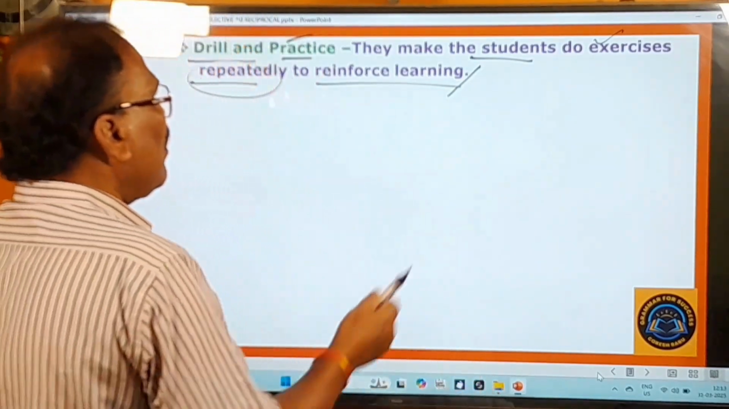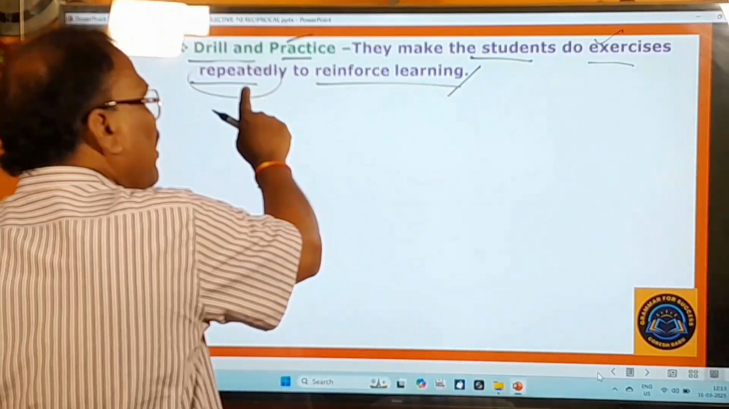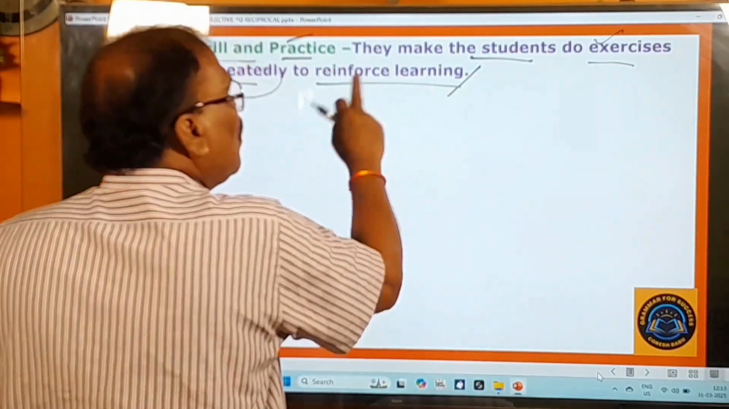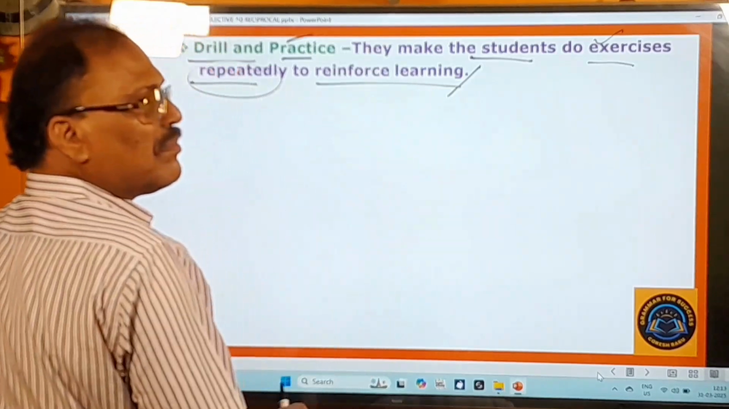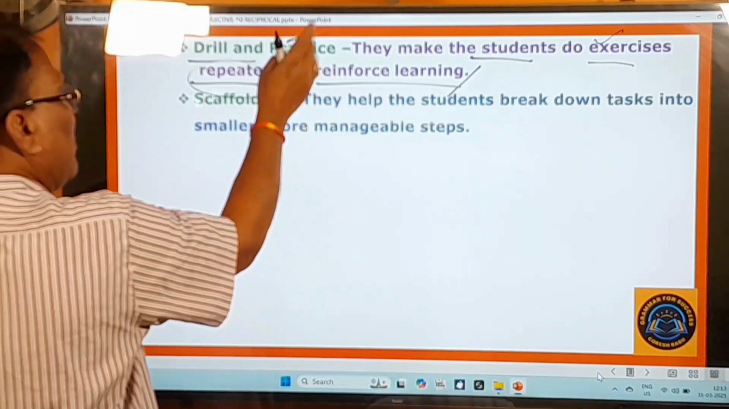And therefore, the teachers make the students do exercises repeatedly to reinforce learning, to support learning, to strengthen their learning. Okay, and here, drill and practice, this is another strategy.